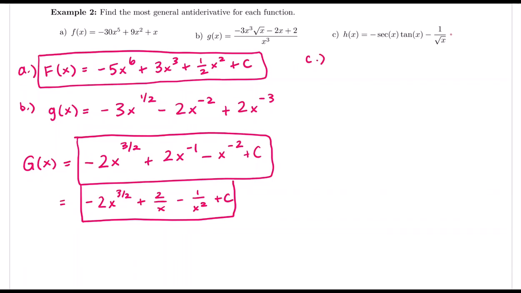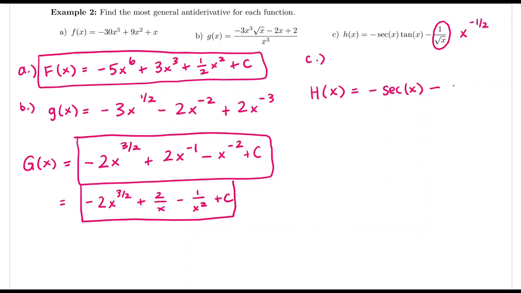And before I do that, I'm going to rewrite this thing here as minus x to the negative 1/2 power, so it'll be easier for us to use the reverse power rule on. I also need to take a moment and think about what function, when I take the derivative of it, gives me negative secant of x times tangent of x. So the antiderivative is capital H of x is equal to, and if you said negative secant of x, you'd be correct. Now I need to use the reverse power rule.